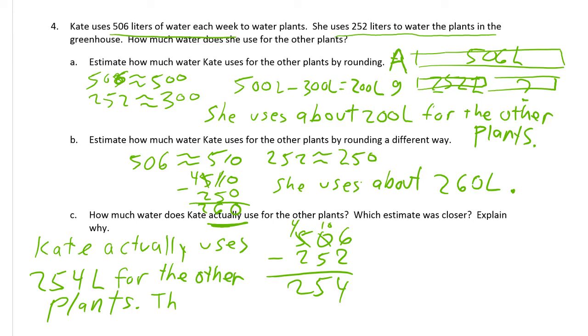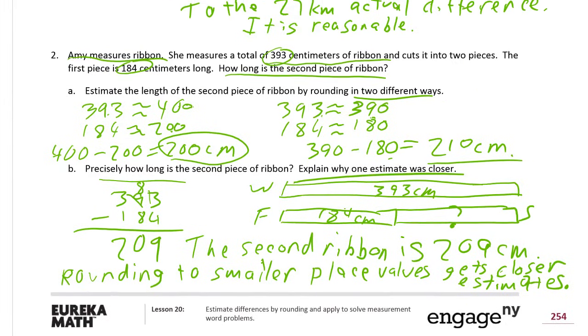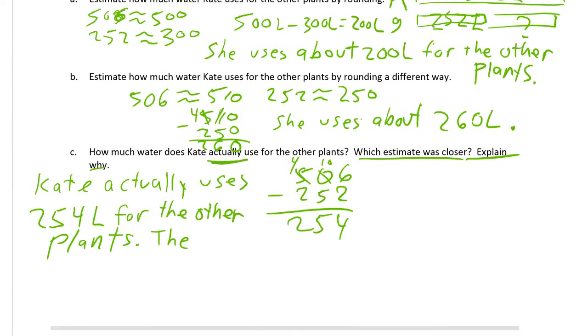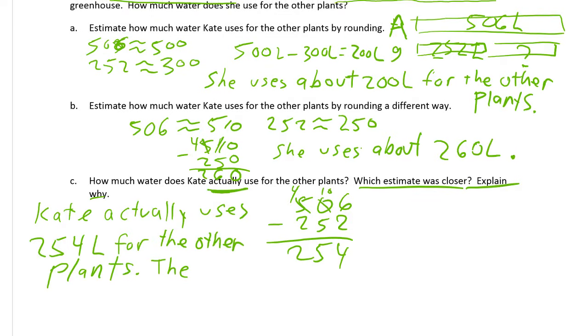The closest estimate, right? Because we have to say which estimate is closer and explain why. We've answered a question very similar to that already, right? When we did the bottom of page 1. So our answer is going to be very similar to that. And here, we rounded by hundreds and we were at 200, and that's 54 apart from the actual answer. And the 260 is only 6 away, right? 254 and 260, that's only 6 away.